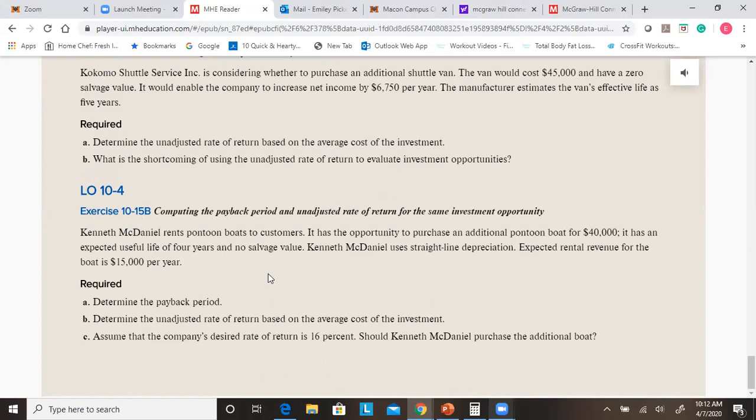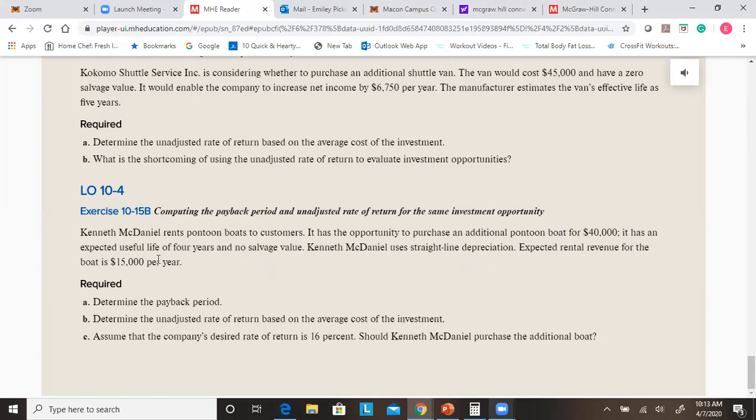Oh, let me back up for a second and talk about if it does have a salvage value. If you have a salvage value, you're going to add that into the average of your income. Okay, so it's not going to increase it by a lot, but again, if you have a salvage value, it's just going to increase the average of your net income. Okay, so we have 40,000.